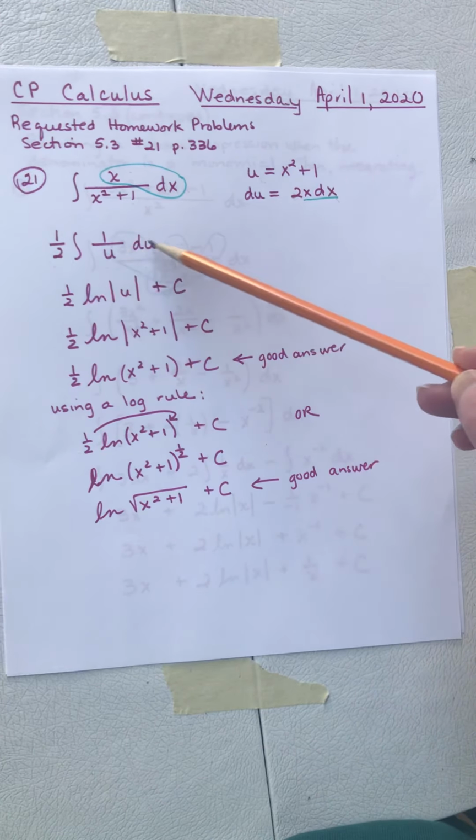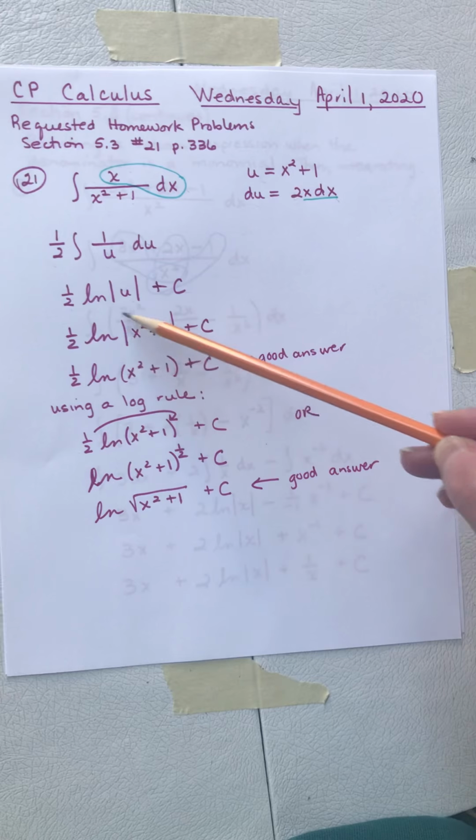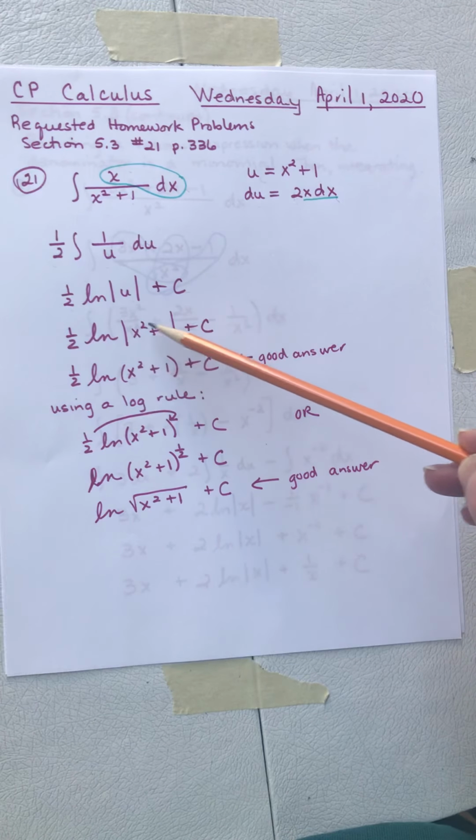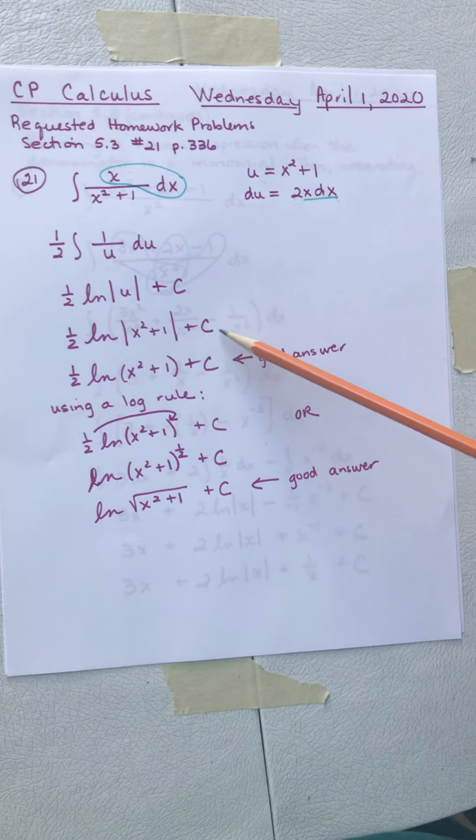We bring down the 1/2. The integral of 1 over u du we learned yesterday was the natural log of the absolute value of u plus c. And then we can take out the u and put in the x's. So we have 1/2 natural log absolute value of x squared plus 1 plus c.